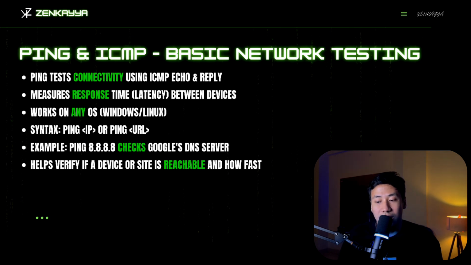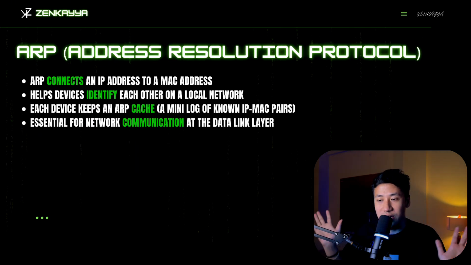An example is ping 8.8.8.8. This is basically the Google DNS server. It checks the Google DNS server and helps verify if a device or site is reachable and how fast it is. That is the ping command, and it uses the ICMP protocol. I hope you are clear with it.